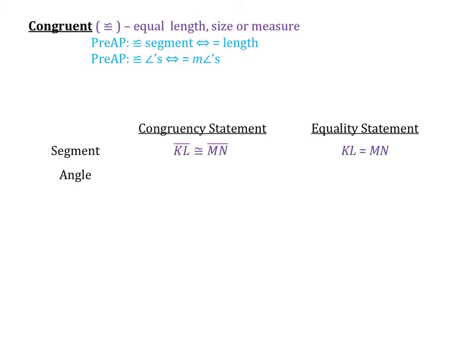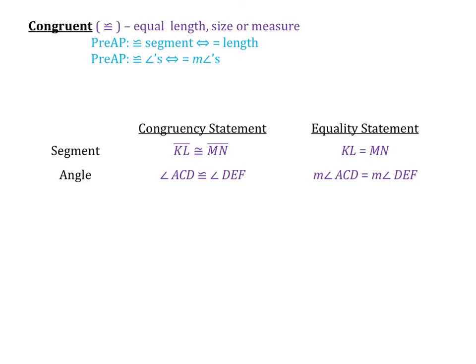So if I have two congruent segments, that's segment KL congruent to segment MN, versus equality, its length KL is equal to length MN. Notice that these bars disappeared when I went from congruent to equals. And if we look at angles, here we have angle ACD is congruent to angle DEF versus the measure, little m right there, measure of angle ACD is equal to the measure of angle DEF.